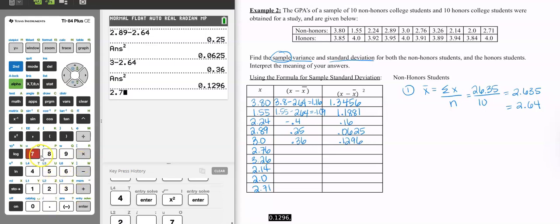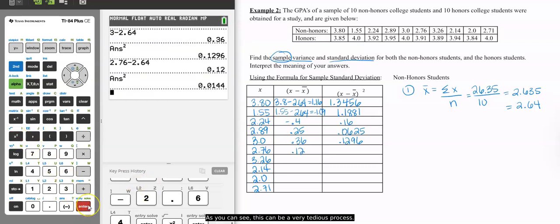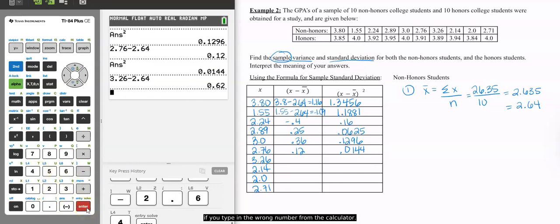2.76 minus 2.64, 0.12, and I square that. So as you can see, this can be a very tedious process. And there's lots of places you could make a mistake, if you type in the wrong number, or if you write the wrong number from the calculator.